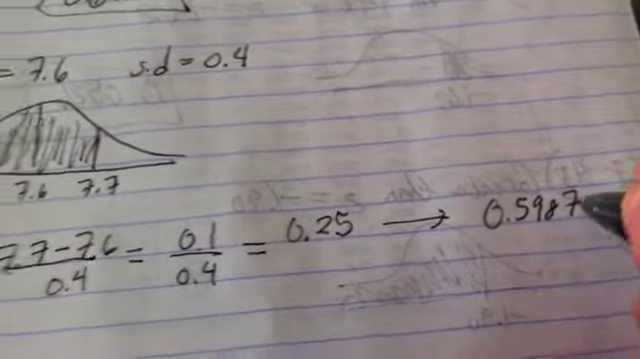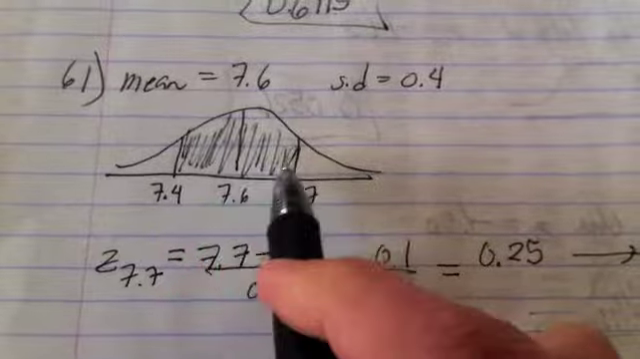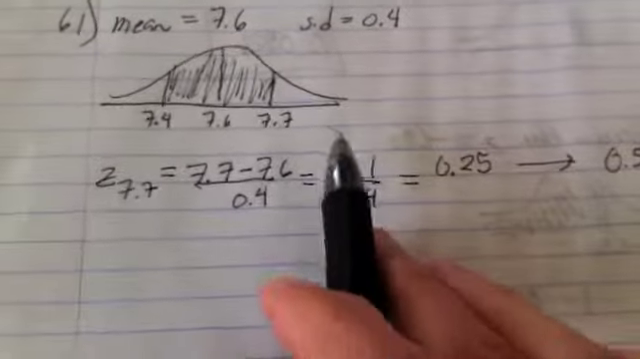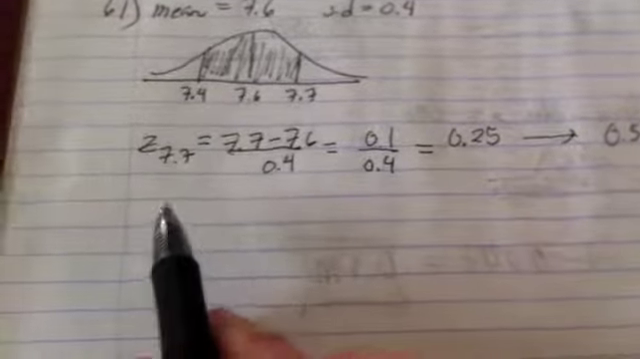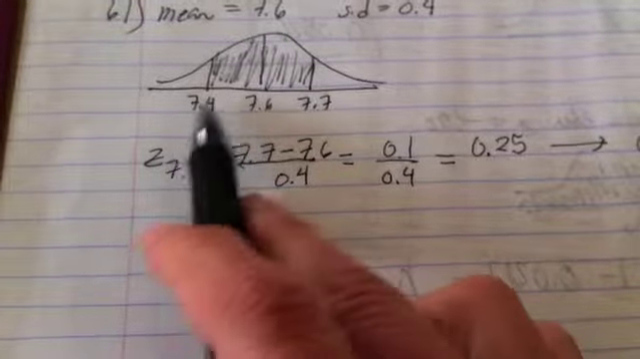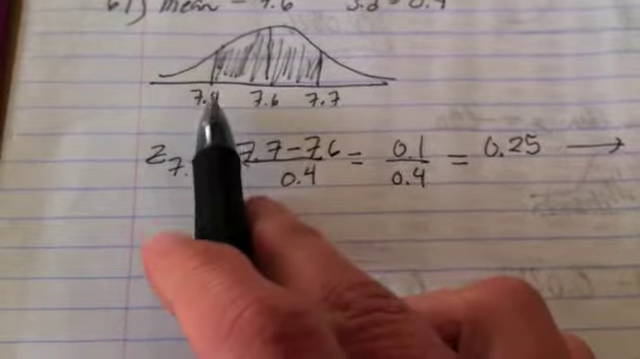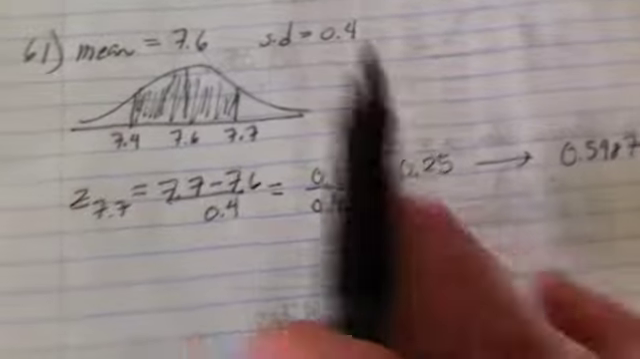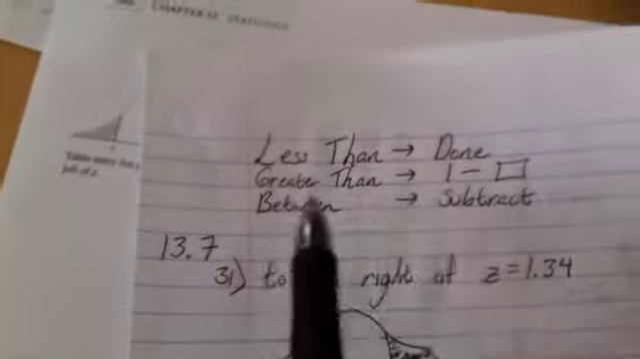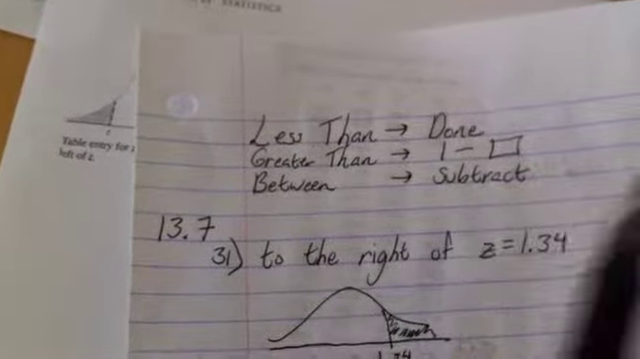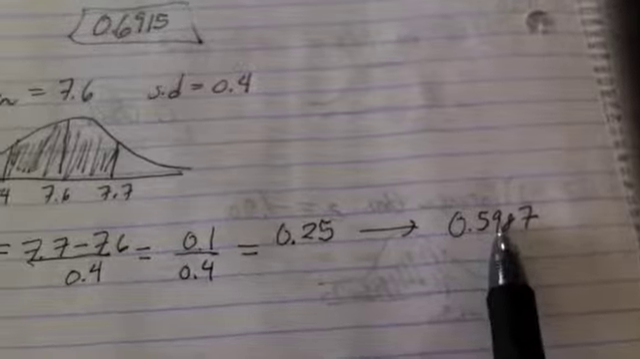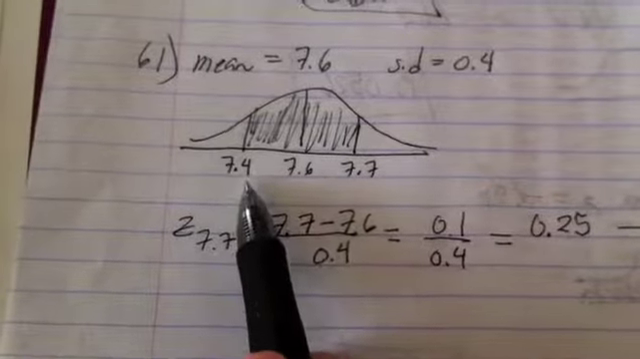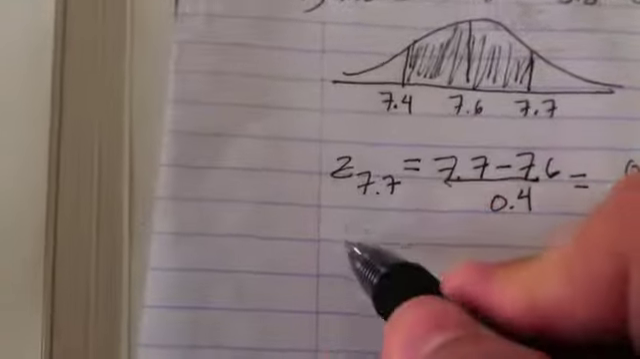And remember, in this case, this is new, we're looking for stuff between these. So I'm going to find the probability for my other score, and in the end, I'm going to end up subtracting. Because if I'm looking for something between two scores, I'll subtract. So leave this guy be for a second and go find the other z-score, the one for 7.4.